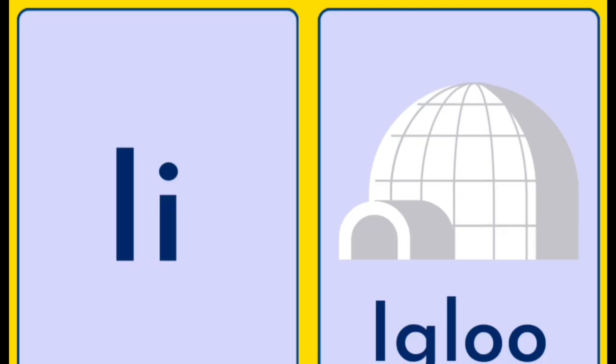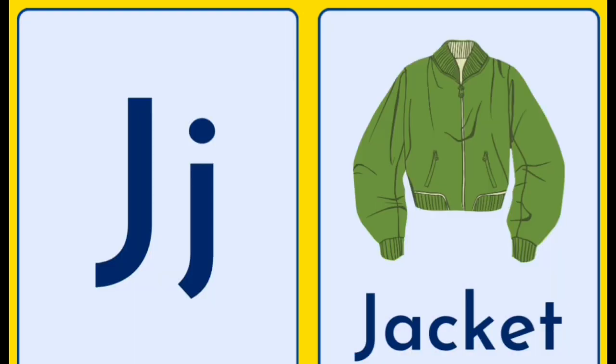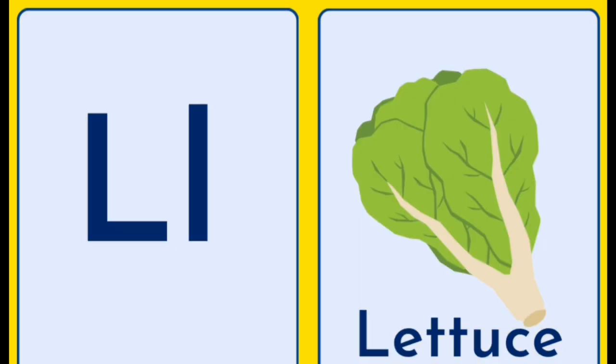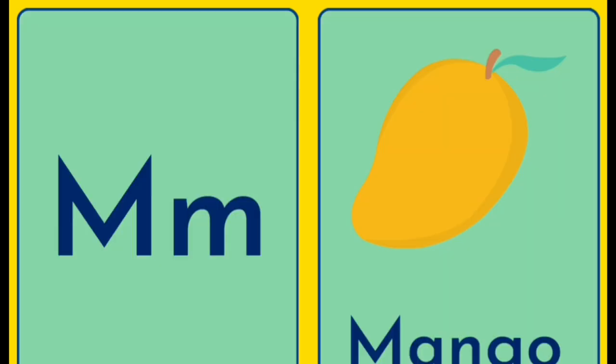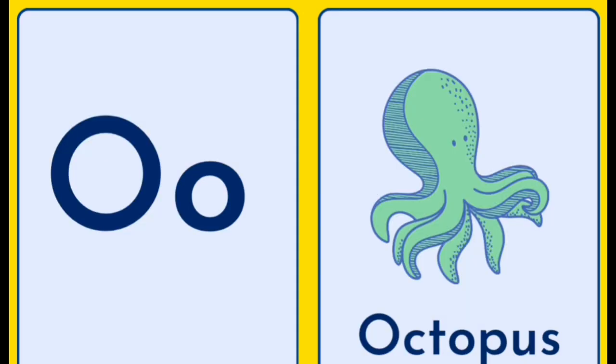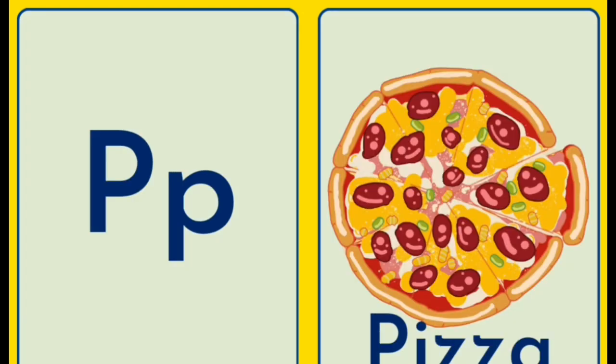I for igloo. J for jacket. K for kite. L for lettuce. M for mango. N for nurse. O for octopus. P for pizza.